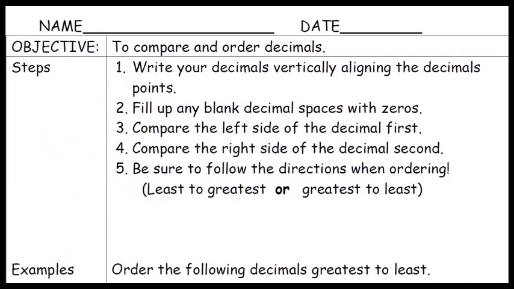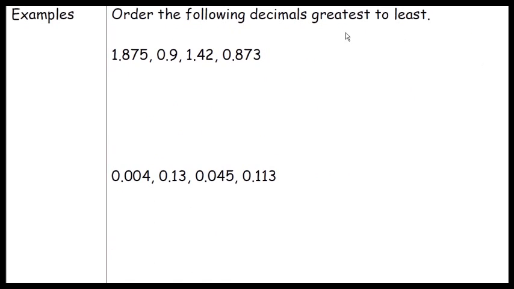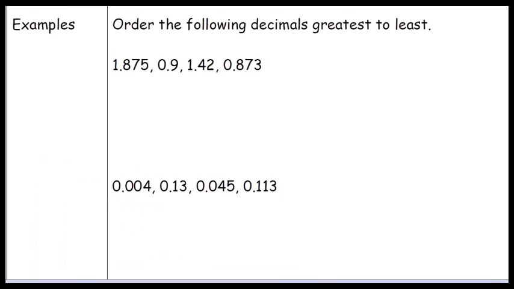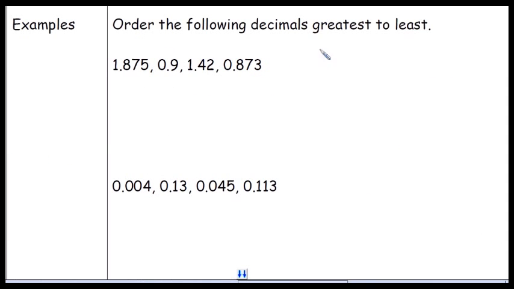All right, so now let's scroll down a little bit. We're going to put these decimals in order from the greatest to the least. So step number 1 told us to write the decimals vertically, aligning those decimal points. Okay, so that's what I'm going to do right here. I'm going to write them up and down.